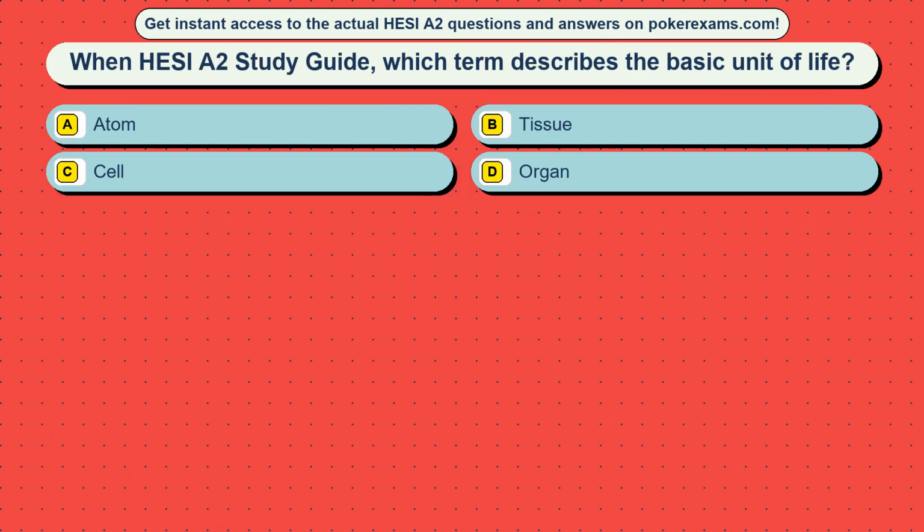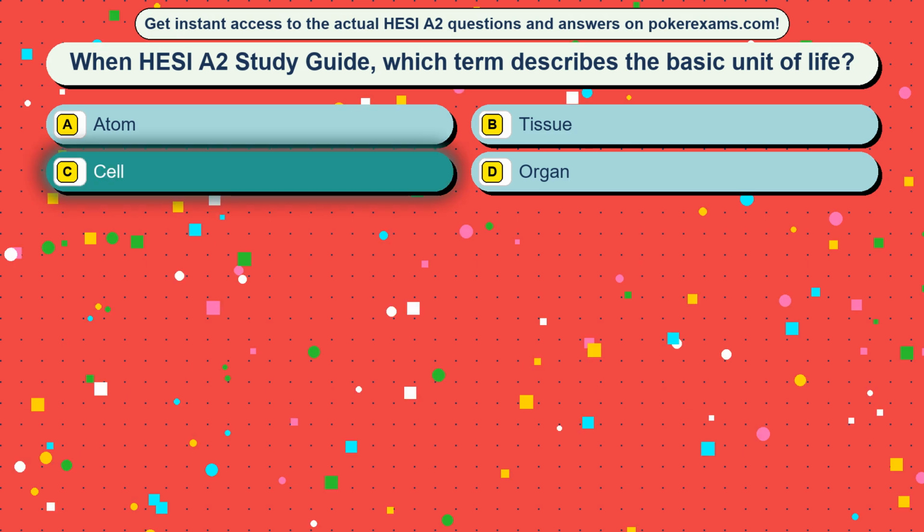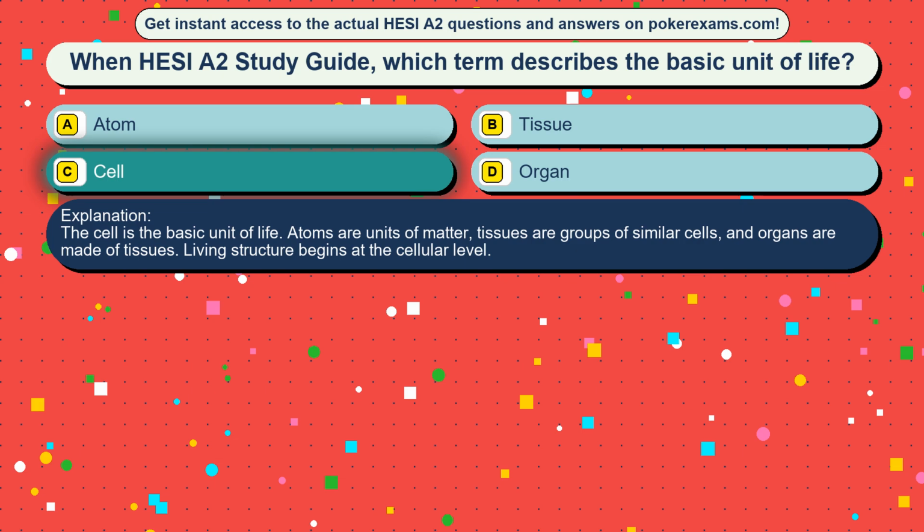Question 49. On the HESI A2 study guide, which term describes the basic unit of life? Option A atom, option B tissue, option C cell, option D organ. The correct answer is option C, cell. The cell is the basic unit of life. Atoms are units of matter, tissues are groups of similar cells, and organs are made of tissues. Living structure begins at the cellular level.